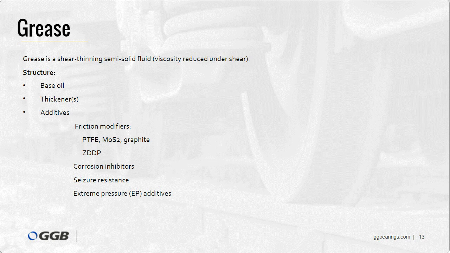We can use additives. We can use friction modifiers. Some people use PTFE. Some use moly sulfide, graphite, ZDDP. I'm not going to read out the name of what ZDDP stands for. ZDDP is common in motor oil because what it does is it actually forms a lubricious film on the sliding surface, which helps reduce friction and wear. Sometimes we use corrosion inhibitors, we use things for seizure resistance, and we use extreme pressure additives, both in oil and in grease. And those extreme pressure additives have some very serious negative effects in terms of corrosion. We're going to talk about those.